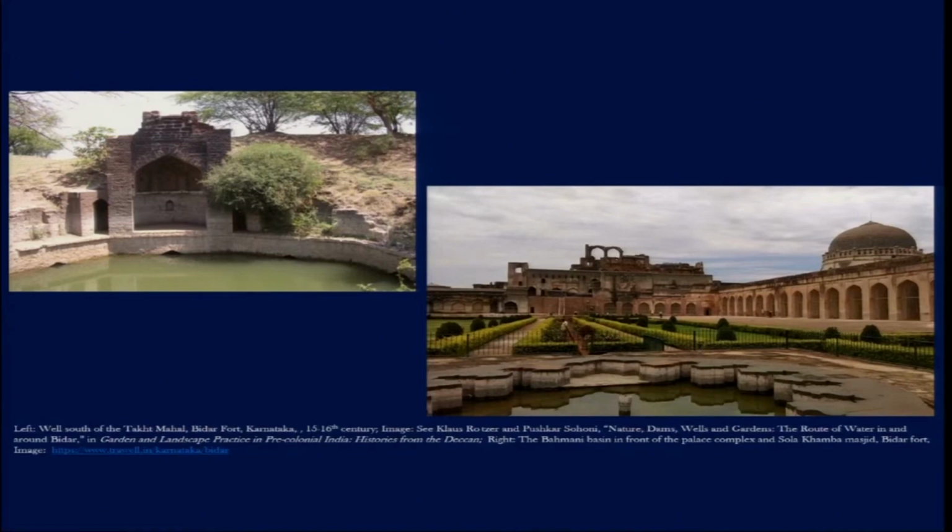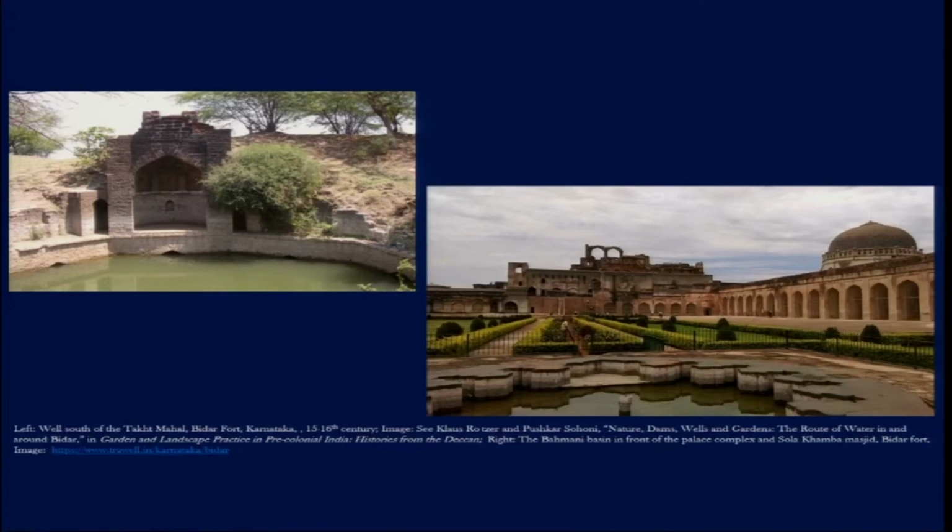So for example, here is another image from the Bidar Fort complex, and here there is this octagonal basin, this Bahmani basin, and this octagonal basin is further made complicated by making its edges as lotus petals. All these projections that we find here are uniform and they symbolize the petals of a full bloom lotus, and that is how the complexity of this octagonal basin had been enhanced.